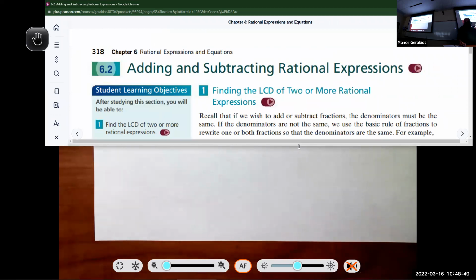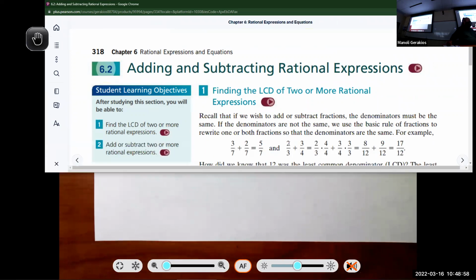Okay, adding and subtracting rational expressions is our next section. So let's think about what we would do. This first discussion is kind of good, you know.